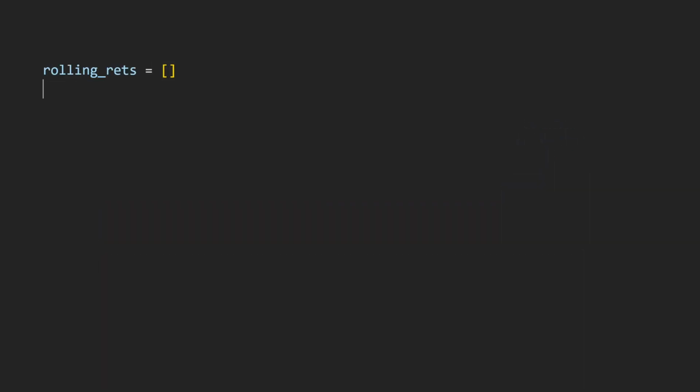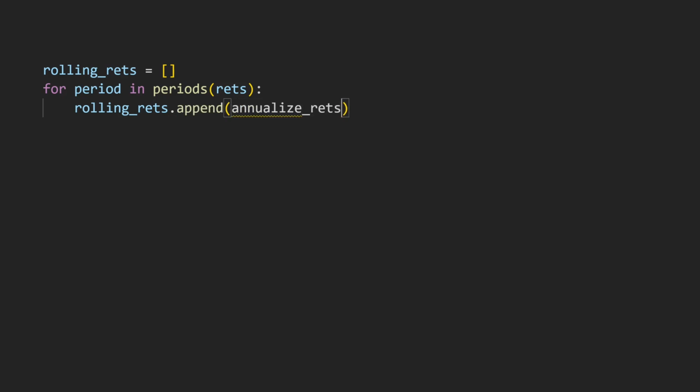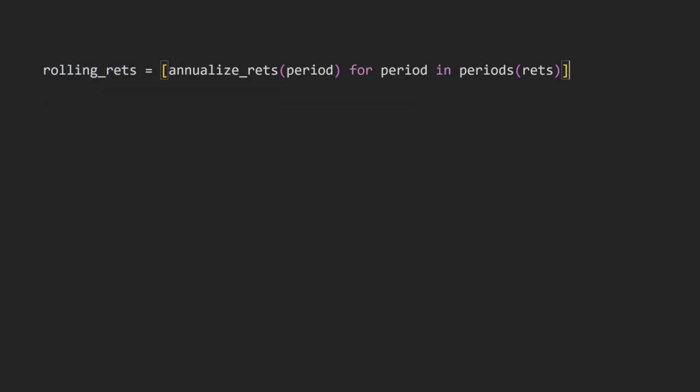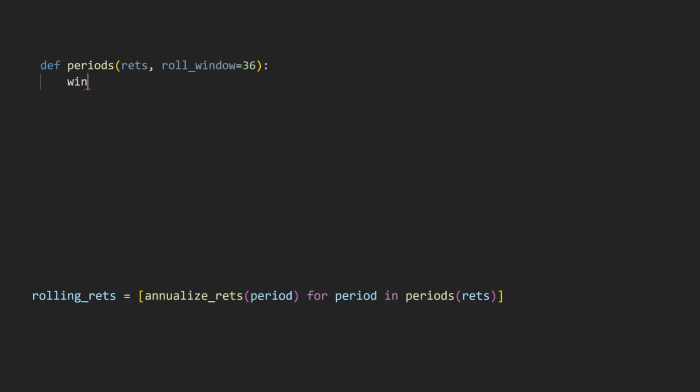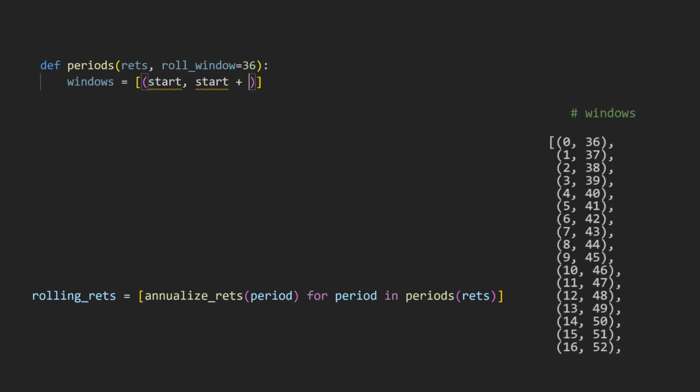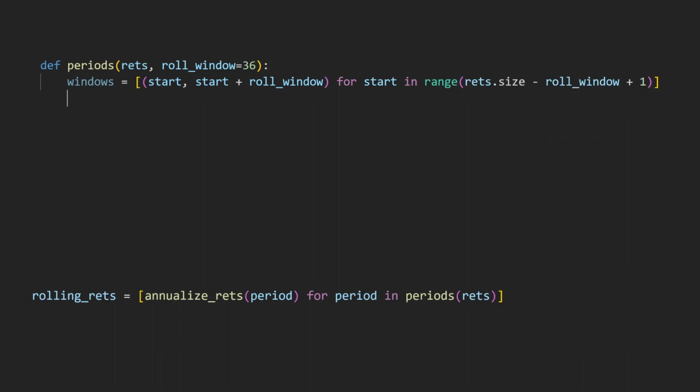Let's define a rolling rets list that will hold our final results. Let's then loop through each window within a list of periods, and then append the annualized return of each period to the final results. We can clean this up by implementing this as a list comprehension instead, though. To create a list of periods traditionally, let's first create all of our windows. Each window will start at a starting point and span the length of the roll window. Each starting point will be a number starting from 0 and ending at the sample size, minus the roll window, plus an offset of 1.